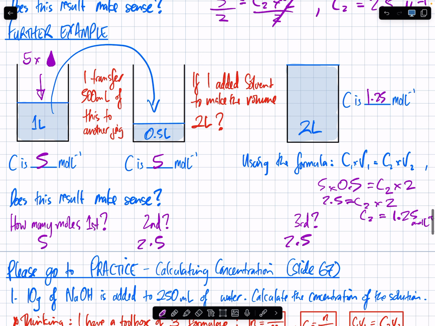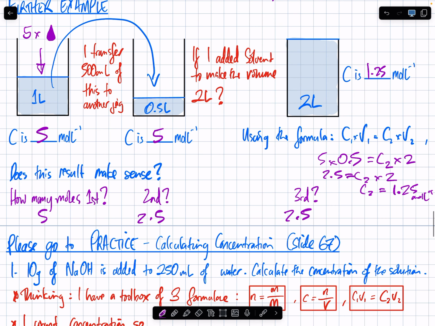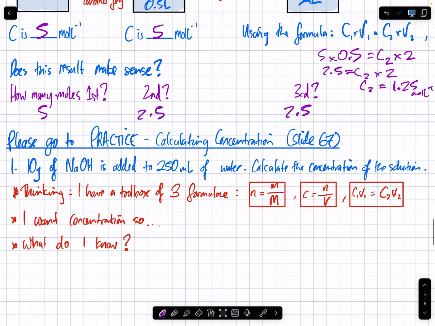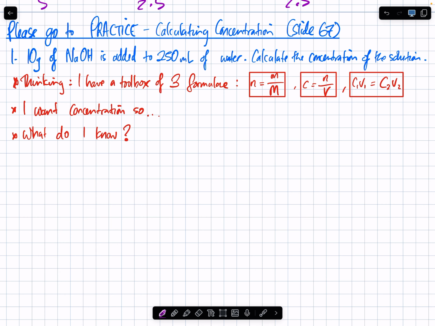Did that work out okay at the end? Yep. So what I'd like you to do is practice using these 3 formula for the rest of the lesson. I want to do the first one, which is on slide 67, to show you the thinking. This is how you need to be thinking, especially you guys in extension maths. You're moving away from "you must use this formula, then this formula, then this formula in order." That's not how it works at senior school. You're going to be given a toolbox of formula, and you need to work out which one you need.